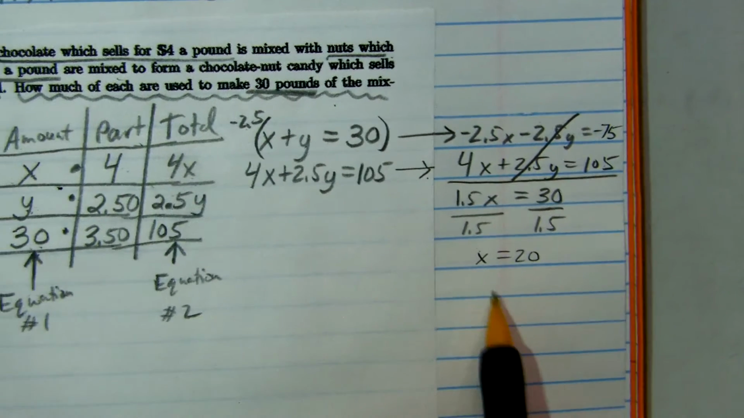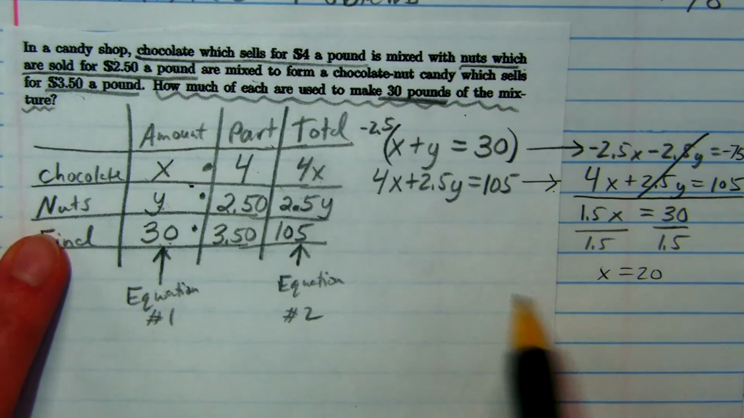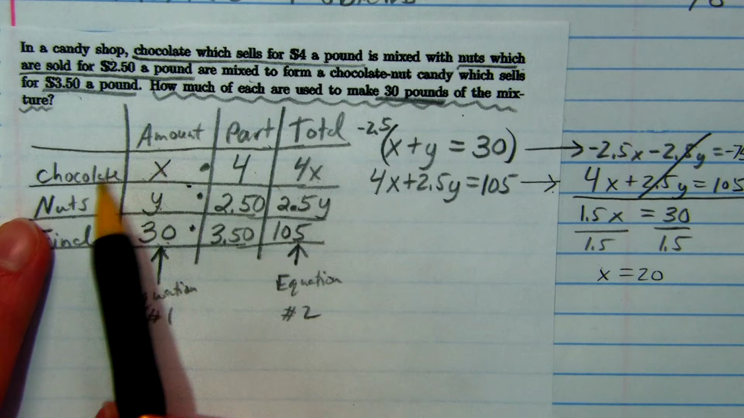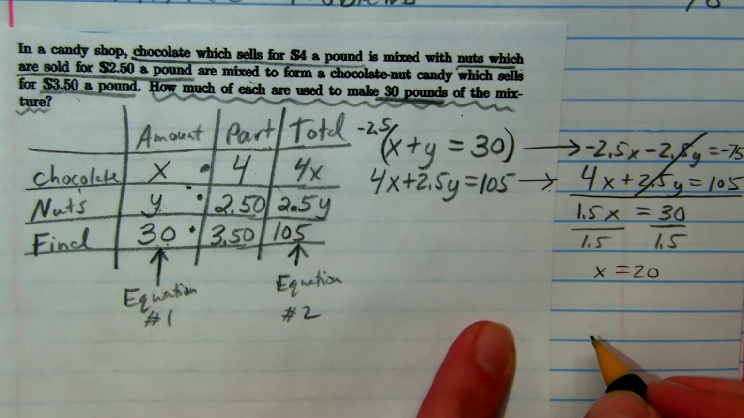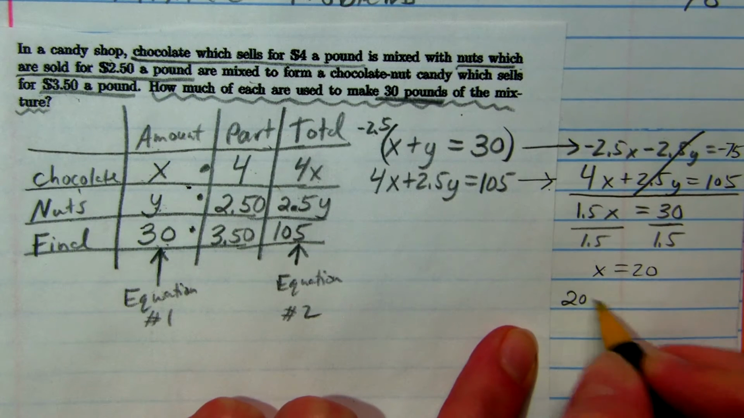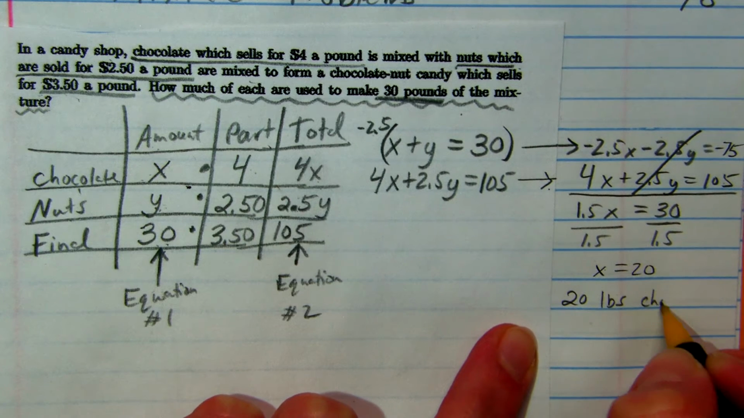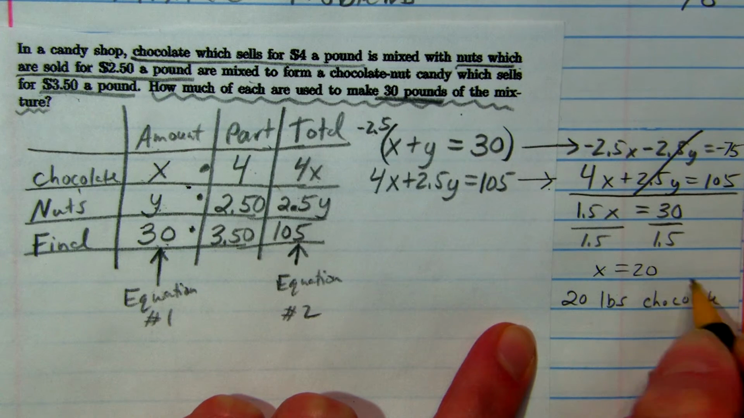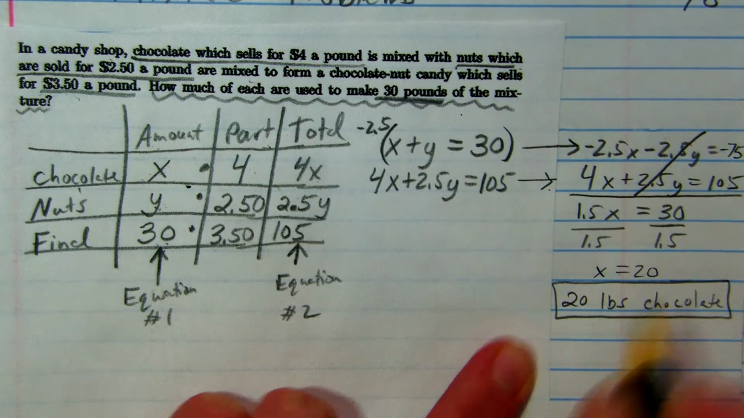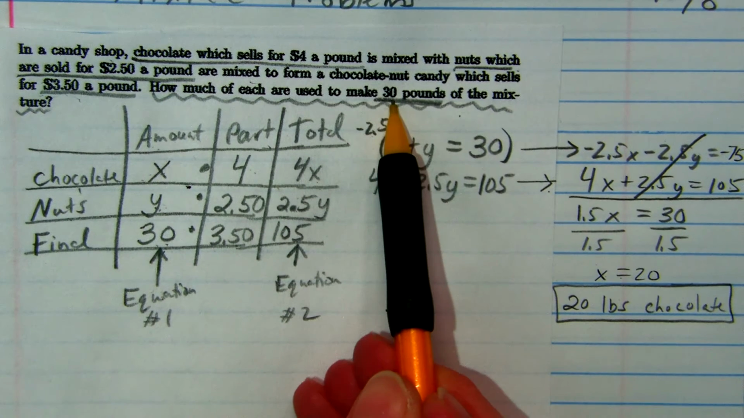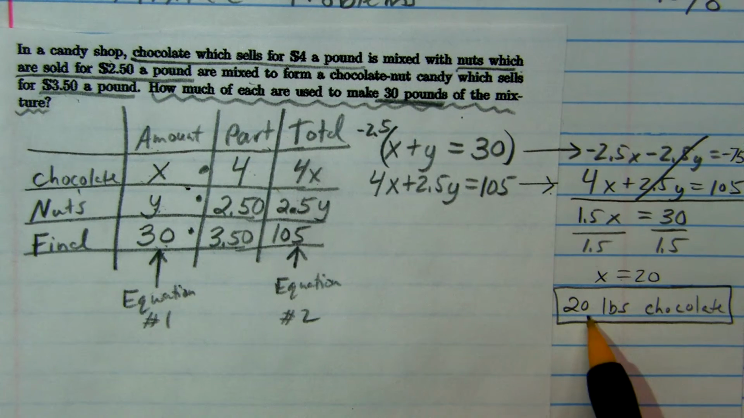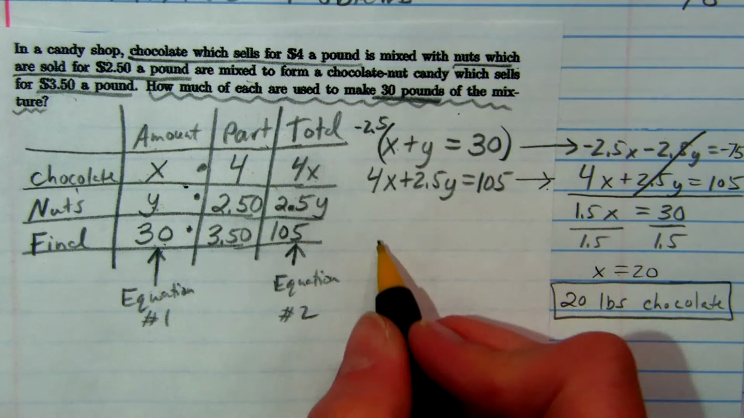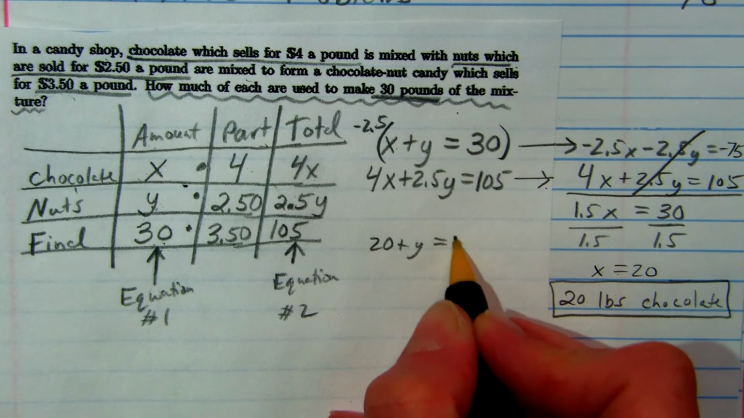So if we go back to our original problem that we set up over here, x was the amount of chocolate, and we were measuring that in pounds. So we can go ahead and write as part of our solution, we've got 20 pounds chocolate. And then we know that we're making 30 pounds total. So if you go back to what we usually do with systems of equations, you could just put the 20 back in here for x. 20 plus y equals 30.